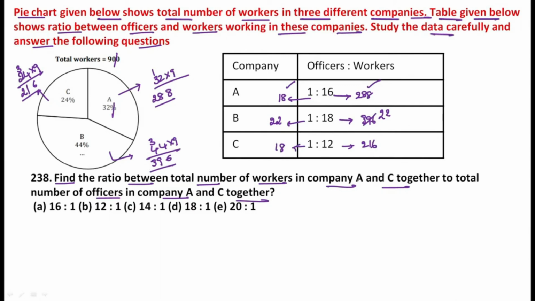Another question: the number of workers in A and C together. So A and C together means 288 plus 216, which is 504. And the number of officers in A and C is 36. Now the ratio is 504 is to 36. See, how I am taking the data is most important, guys. Now you can cancel. 36 ones are 36, 36 fours are 144. Now the ratio becomes 14 is to 1. So everyone, concentrate on data and calculation.